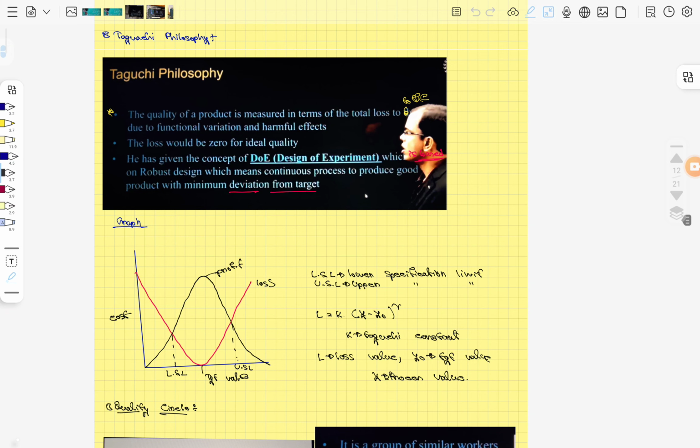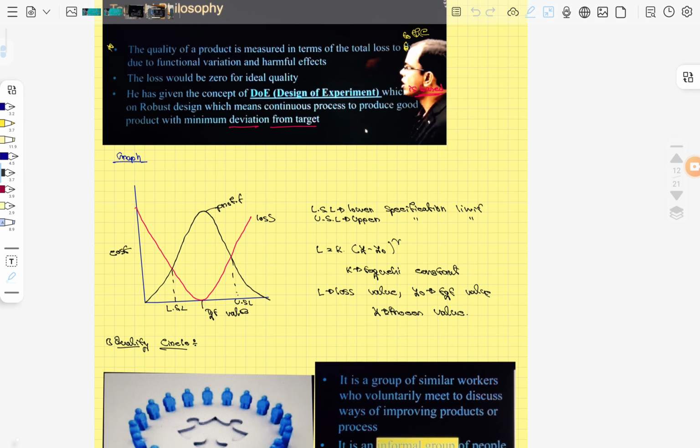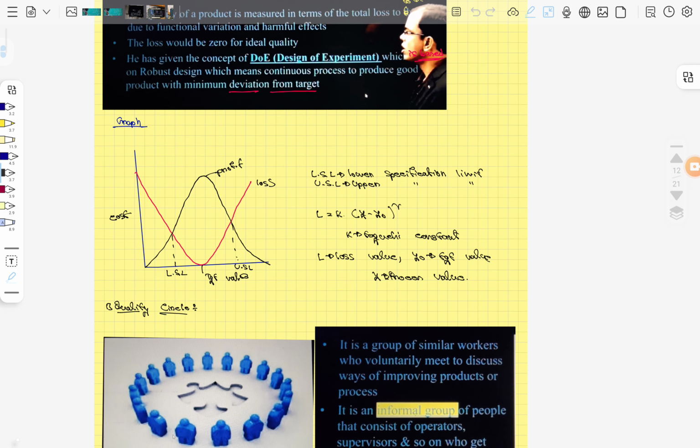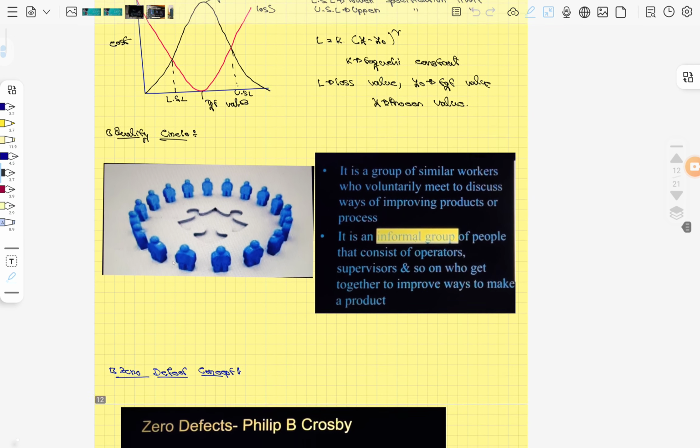Taguchi measures quality in terms of losses due to functional variation and harmful effects. The ideal quality has zero loss. We have a concept of defect quality, in which robust design and continuous improvement produce products with minimum deviation. This is a graph with the lower specification. The Taguchi loss is k times y minus y0, where the loss value, y0 is the target value, and y is the process value. This is the quality constant.